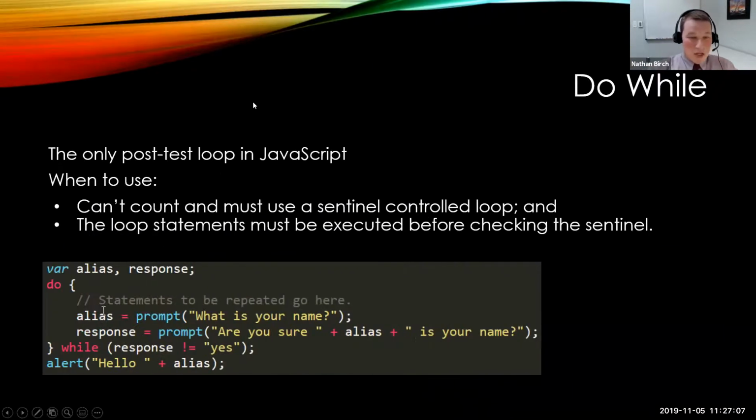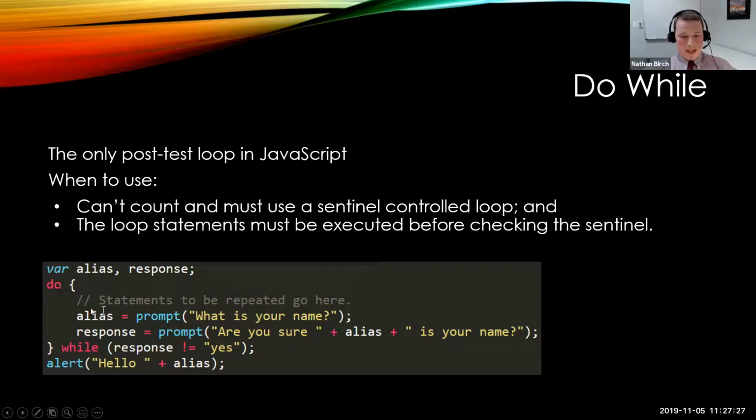All right, a do while loop. This is the only post-test loop in JavaScript. If I think about my for loop or my while loop or my for each loop, all of them had that keyword, either for or while, and then parentheses to check if it should loop through. The do while loop is kind of switched. It's kind of swapped.